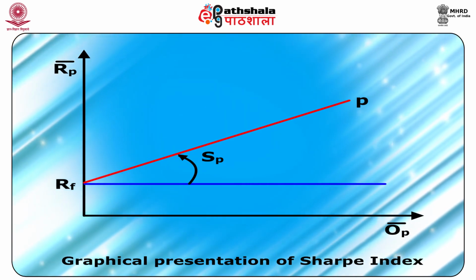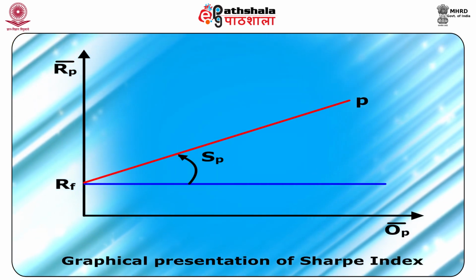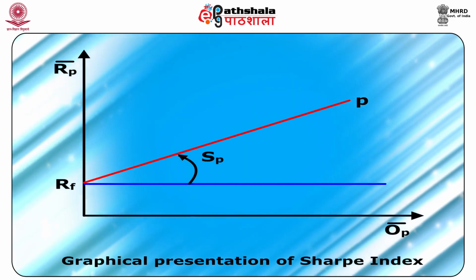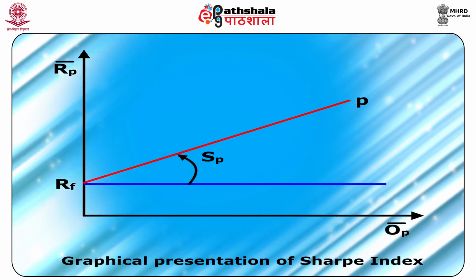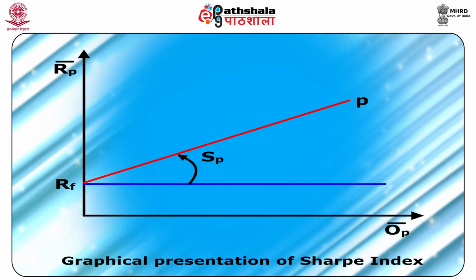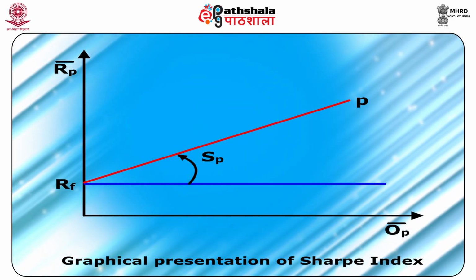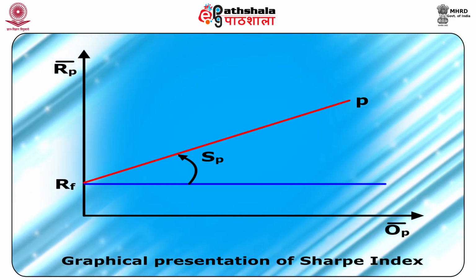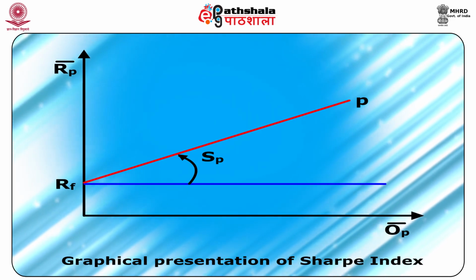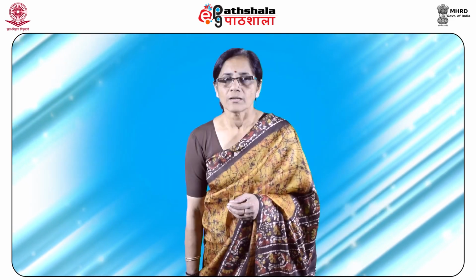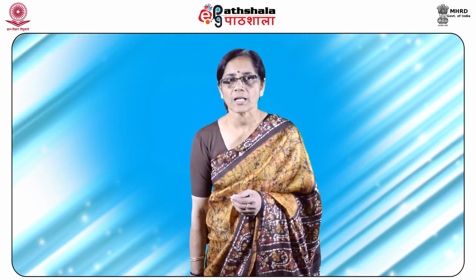In this figure, we have measured the standard deviation of the portfolio on the x-axis, and on the y-axis we have measured the portfolio return. The Sharpe's index SP measures the slope of the line emanating from the risk-free rate outward to the portfolio in question. A good investment is one that yields higher returns without too much additional risk. The greater the portfolio's Sharpe ratio, the better the portfolio has performed. All this discussion can be shown with the help of an example.